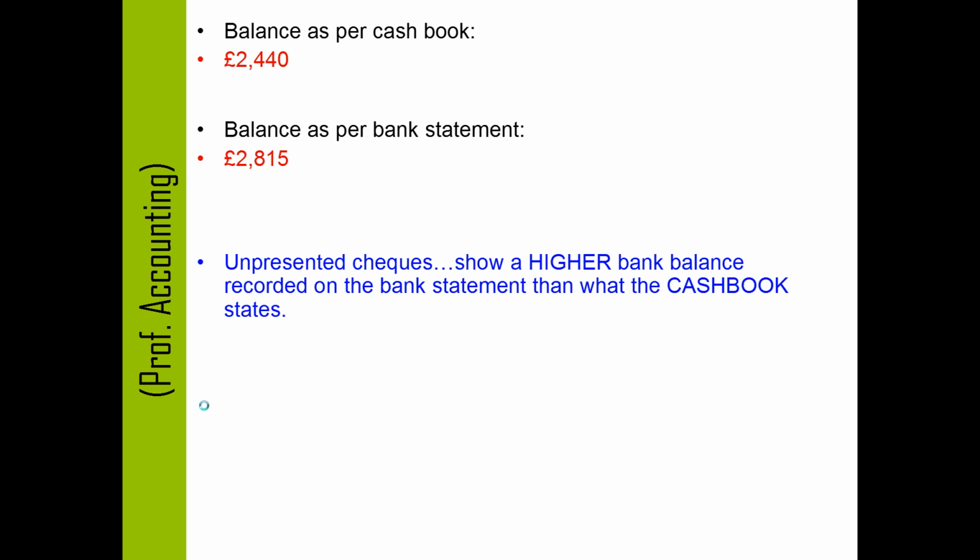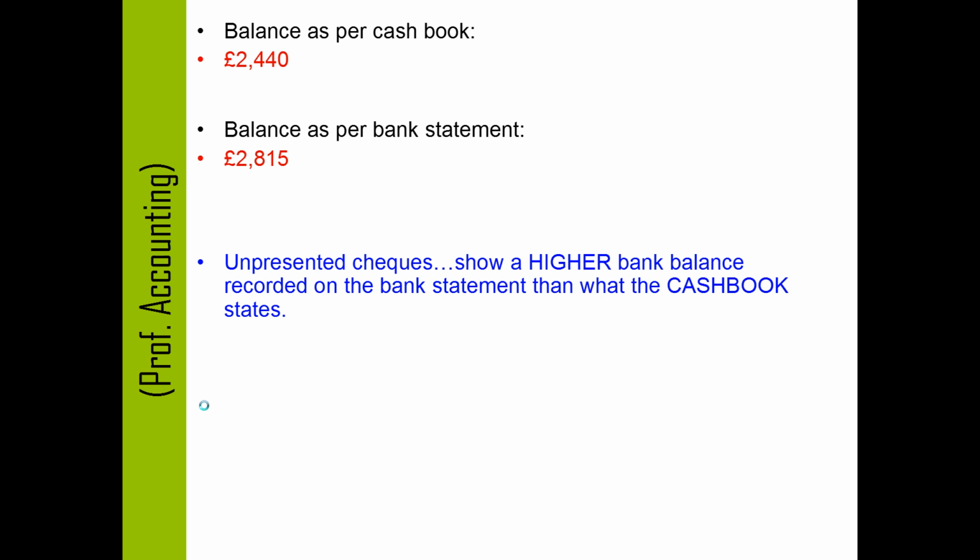But don't just think that's obvious, because looking at the red numbers there, the bank balance is higher than the cash book balance. You could easily get a question where the balance as per the bank statement is actually lower than what the cash book says. So unpresented cheques show a higher bank balance recorded on the bank statement than what the cash book states. And let's look at our example.